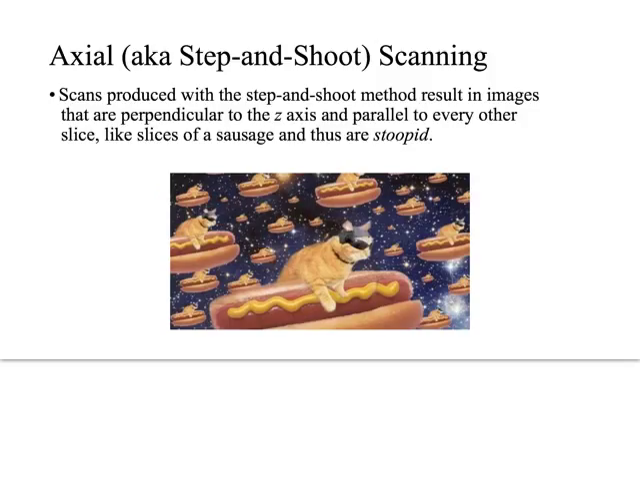Okay, here's the part that's really stupid. And she spends quite a bit of time on it, talking about step and shoot scanning, okay? They are going to result in images that are perpendicular to the z-axis and parallel to every other slice. And the metaphor she gives is like slices of a sausage. And so I've got these cats with flying hot dogs, right? Because they're stupid. And I'm going to talk about why they're stupid.